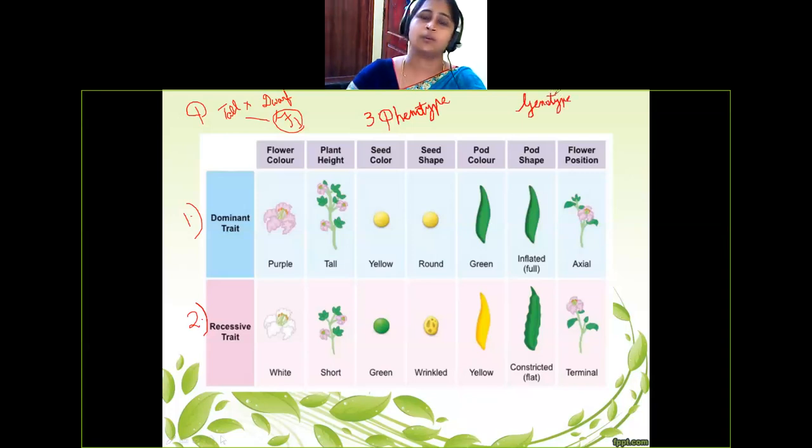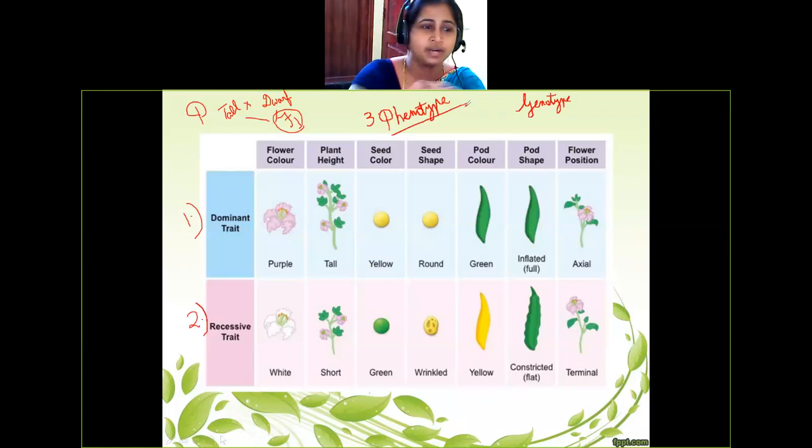Okay. Now, by seeing, I can differentiate. The plant is tall, the plant is short, dwarf, the seed is round, and the seed is wrinkled. The color of the seed is green, and the color of the seed is yellow. So, by seeing, I can differentiate it. What am I differentiating? The physical appearance. That physical appearance, we call it phenotype. You can see here, phenotype is nothing but physical appearance.